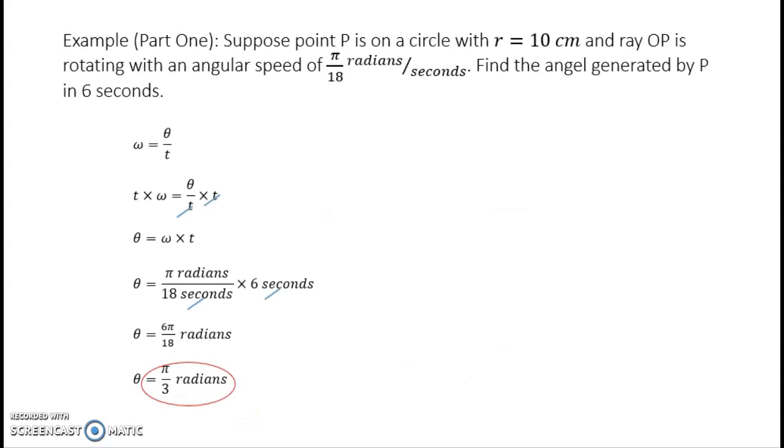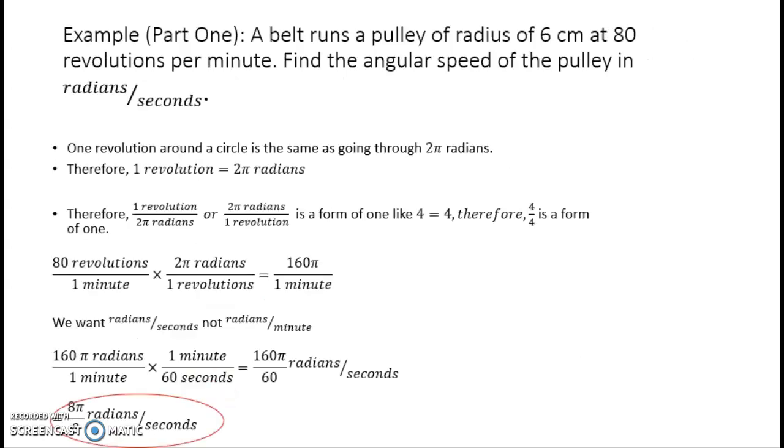Okay. A belt runs a pulley of radius 6 centimeters at 80 revolutions per minute. Find the angular speed of the pulley in radians per second. Okay, so one revolution would be going all the way around the circle. And if you went all the way around the circle, well, that's equivalent to saying 2 pi radians, which is essentially what we're getting at right here. One revolution around the entire circle is the same thing as going to 2 pi radians. So therefore, one revolution is equal to 2 pi radians, which means if I put 2 pi over one revolution, that's a form of 1.